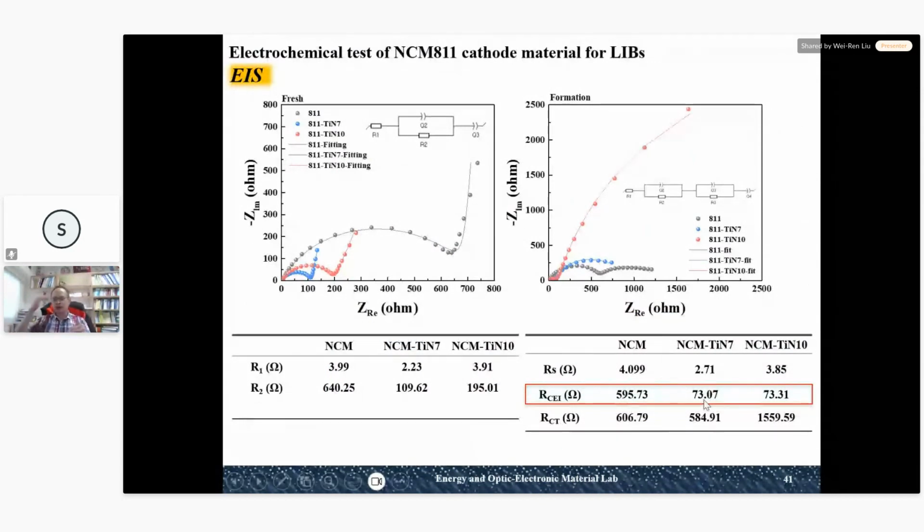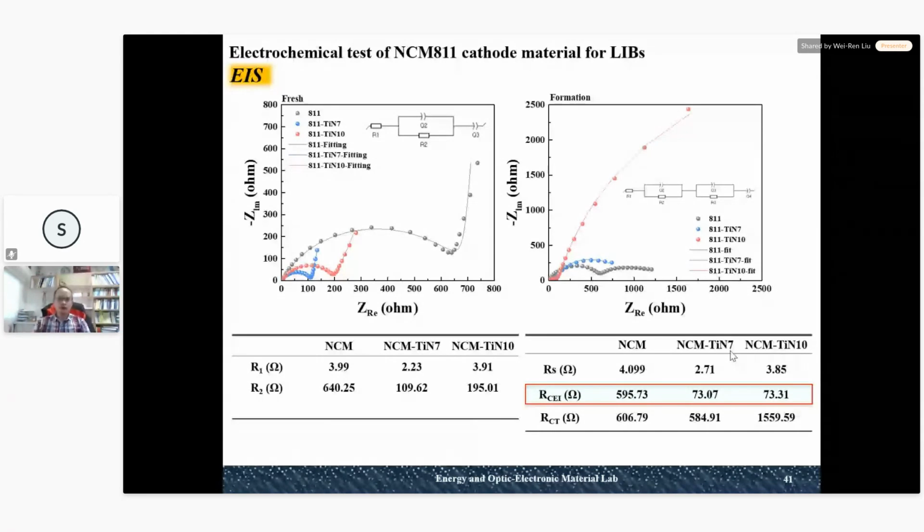However, after the titanium nitride coating on the surface, the RSEI is dramatically reduced. It means that using the titanium nitride coating on the surface creates an artificial SEI on the surface to inhibit the CEI formation during the charge and discharge process.